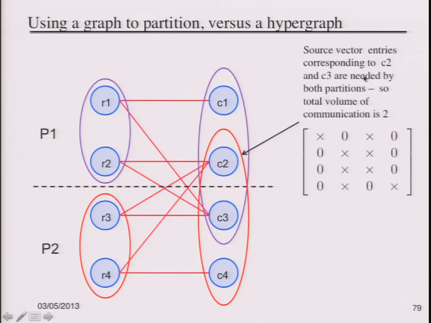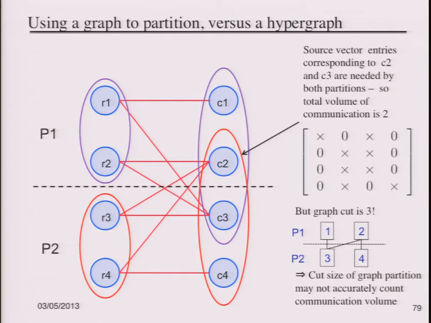So what do I need to communicate? Column 2, that's the value of x2. That's owned by the first processor. It needs to be sent to the second processor because I need it for both those entries. But I only need to send it once, right? I need to send the value of x2, and it'll be used twice. That's captured by the idea that there's one net. And similarly, I only need to send one value, x3. I have to send it once to the first processor and it'll be used twice. So that means that the volume of communication is 2.